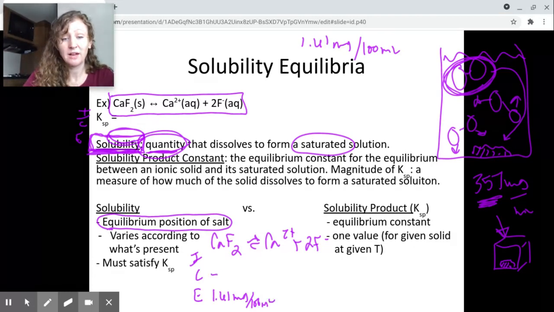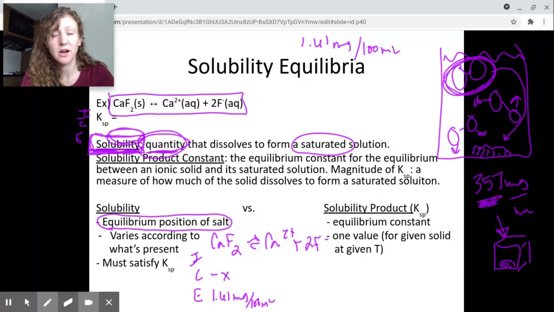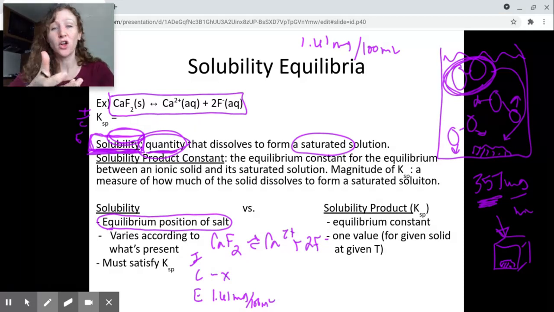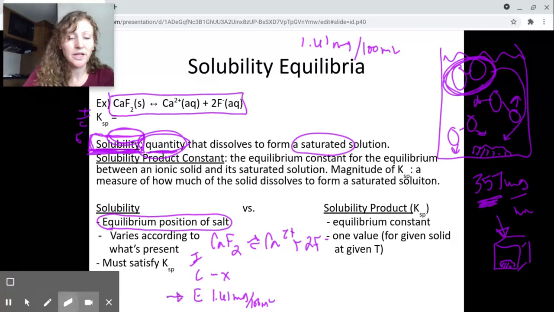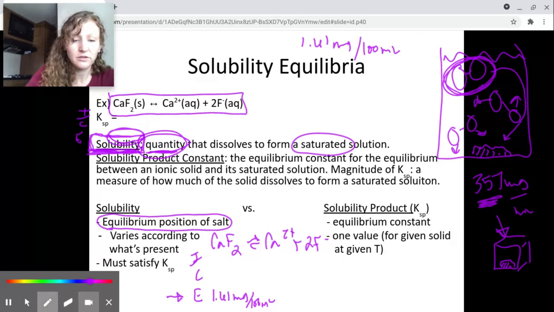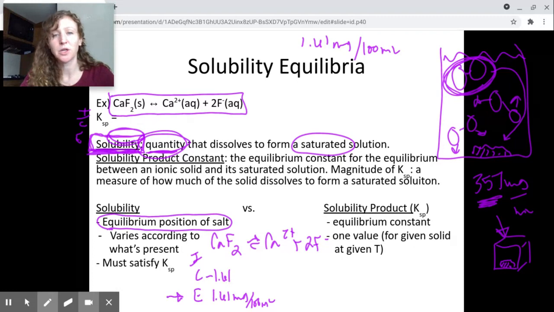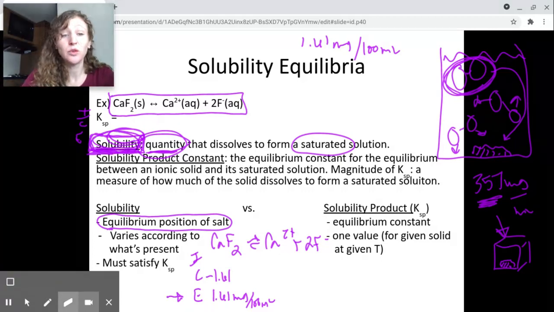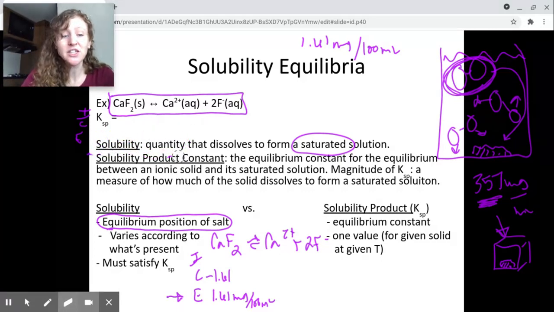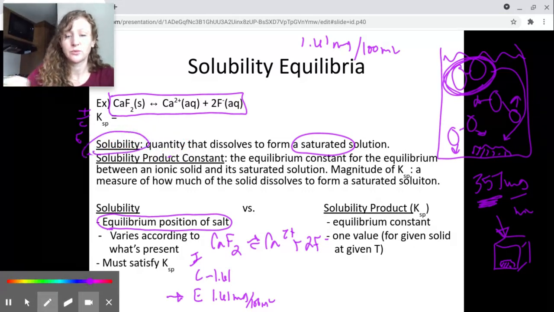We have dissolved that much from our initial amount, right? So that's our equilibrium position for calcium fluoride. And actually, we can fill that in for our change too. We have lost 1.61 milligrams per 100 milliliters of calcium fluoride. That's what this solubility means. And if you know that, then the rest of the ICE chart really falls into place, right?